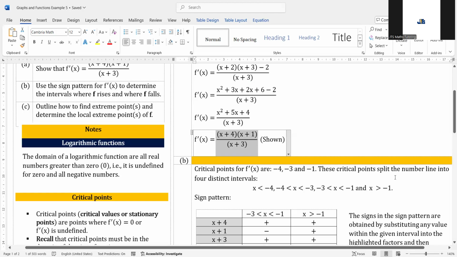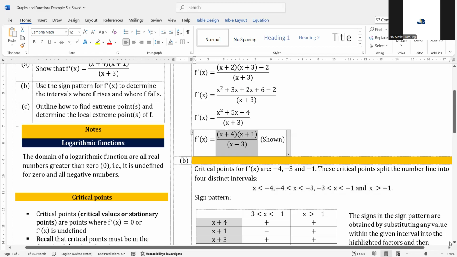These critical points actually split the number line into 4 distinct intervals: values which are less than minus 4, values which are within the interval minus 4 and minus 3, values between minus 3 and minus 1, and values which are greater than negative 1. All right, beautiful.